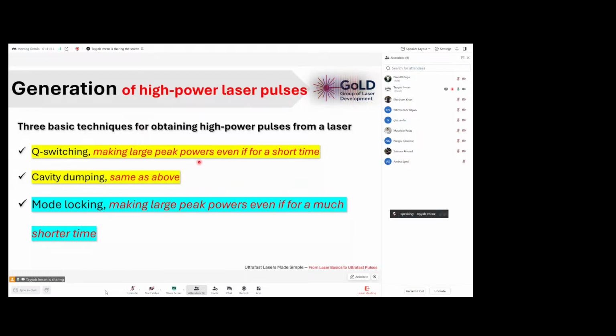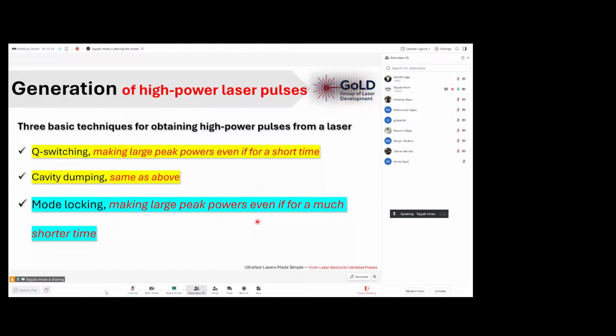The other technique is cavity dumping. It's very similar to the Q switching technique, but cavity dumping means that we don't use the partially polished mirror in the cavity. Both the sides are fully polished, and we extract the beam by some way. We'll see later what it is.